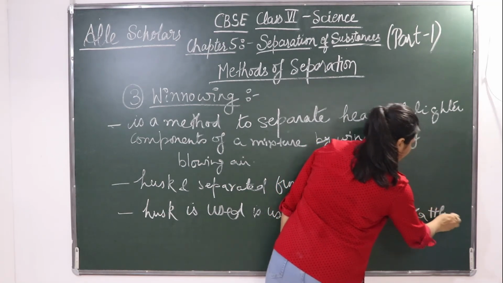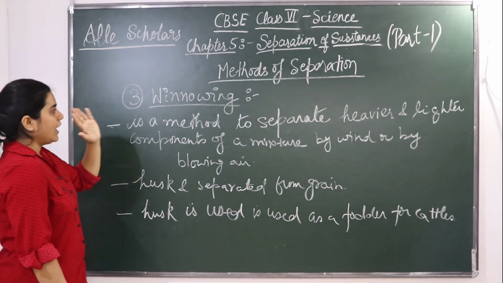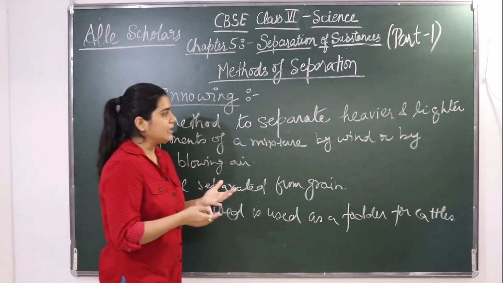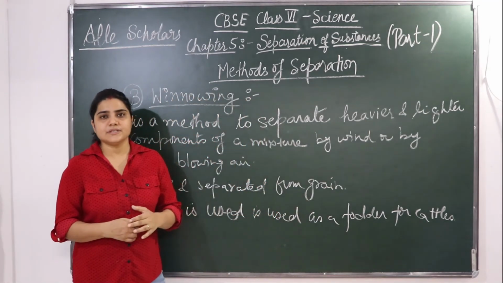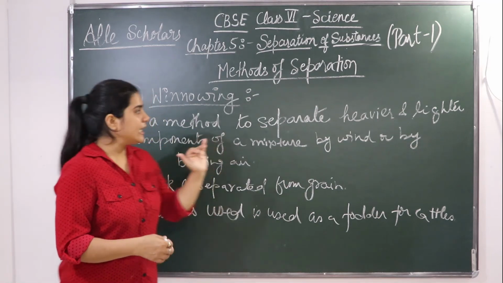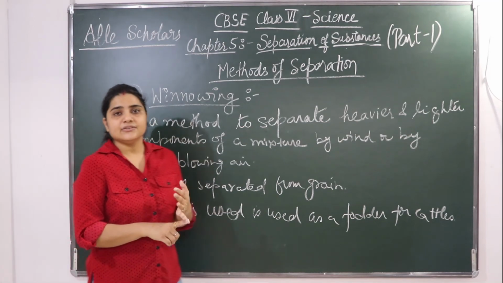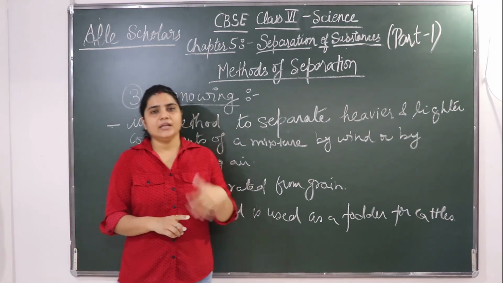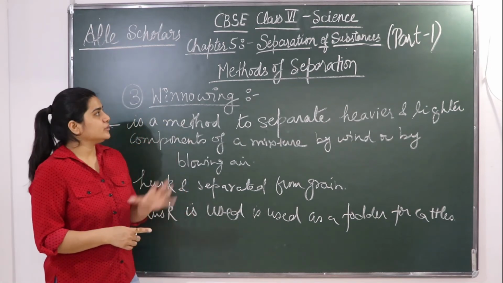Like this there are many methods. After winnowing there are many other methods that we shall discuss in part 2 of this chapter. So here I end with winnowing. We have seen three methods: threshing, hand picking and winnowing. Next, the other methods will be discussed in another video. So this was all for today.